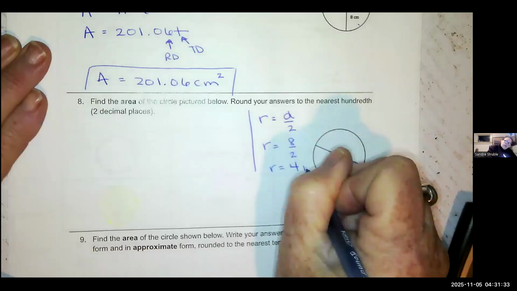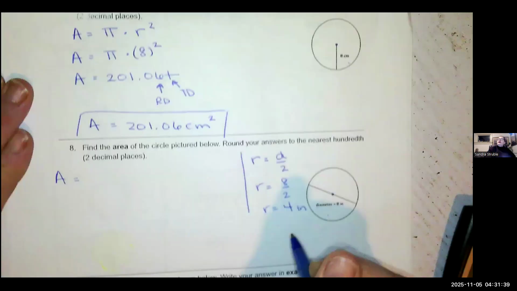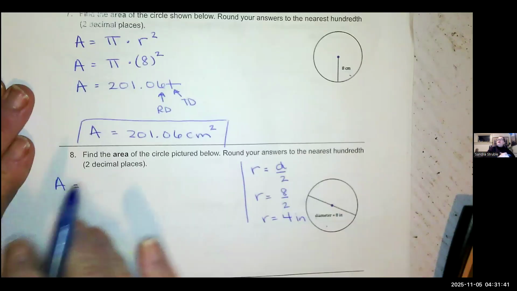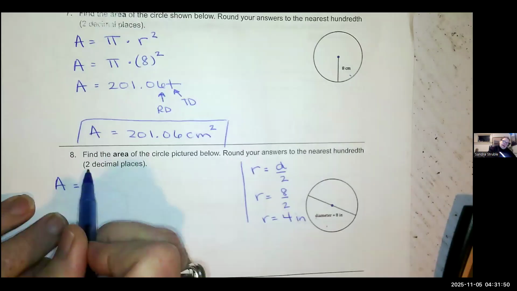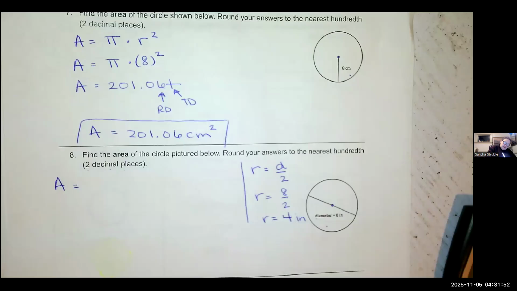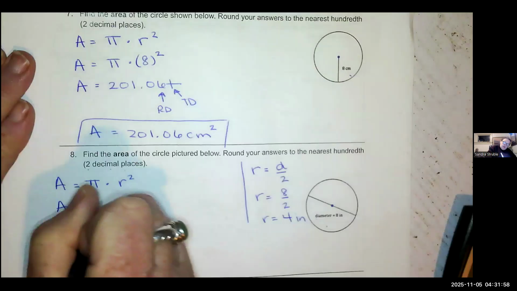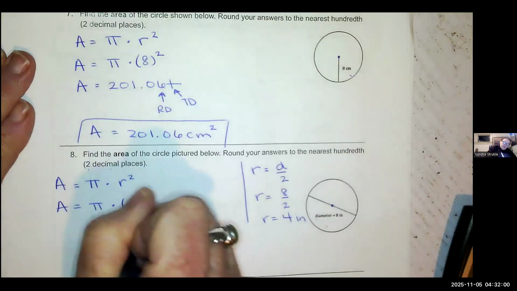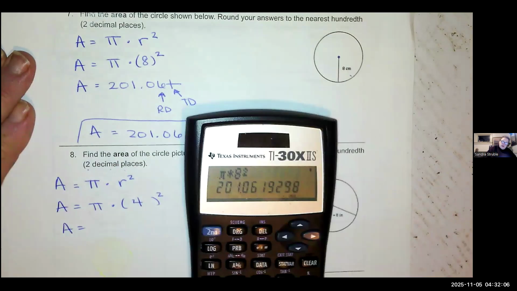Okay, now I can find my area. I want you to pause the video and utilize what we did previously to find the area now that we have the radius, and then come back to see how you did. Take it all the way to your 2 decimal places of rounding. So now we've got pi times the radius squared, pi times 4 squared. Whip out the calculator. Pi times 4 squared equals, and I got 50.265.